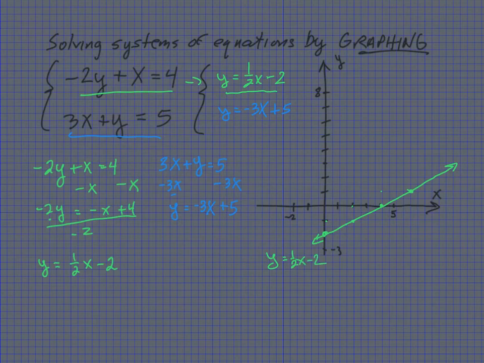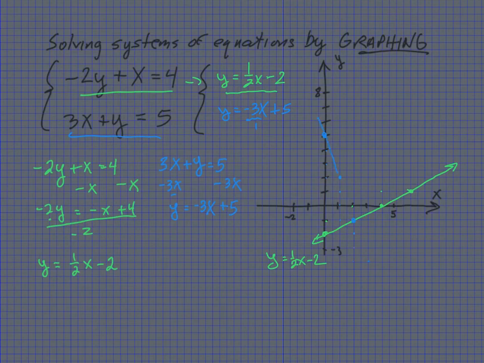And as we graph our second equation, we're going to start off at 5. 1, 2, 3, 4, 5. The y-intercept is (0, 5). And my slope is going to be negative 3, or negative 3 over 1. So I go down 3 over 1. And I have my intersection point.